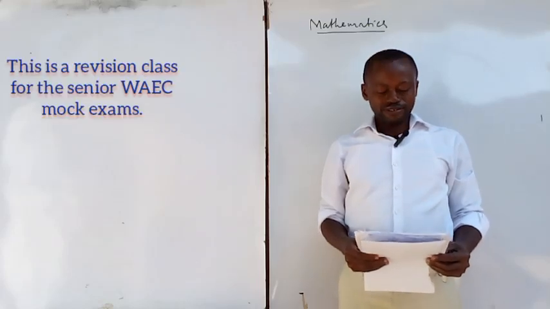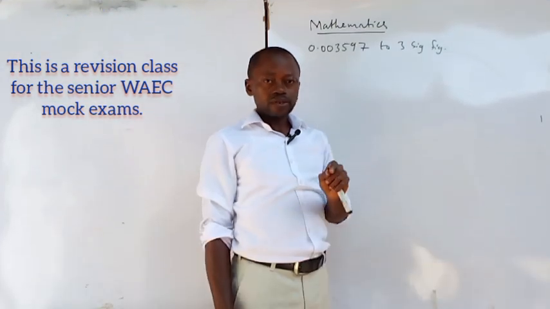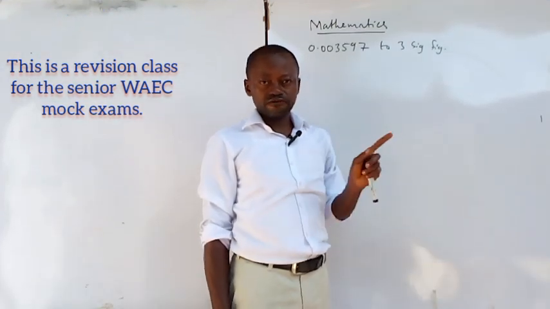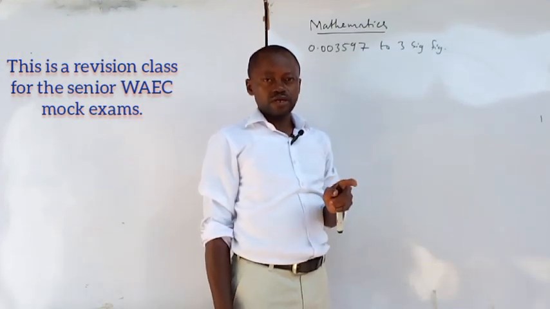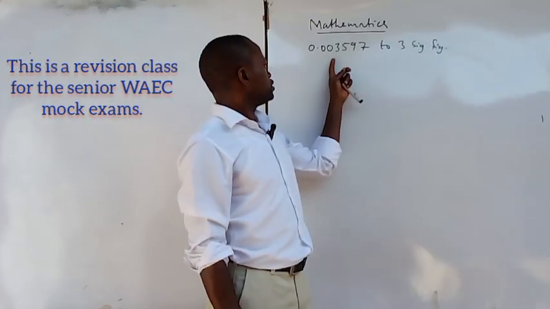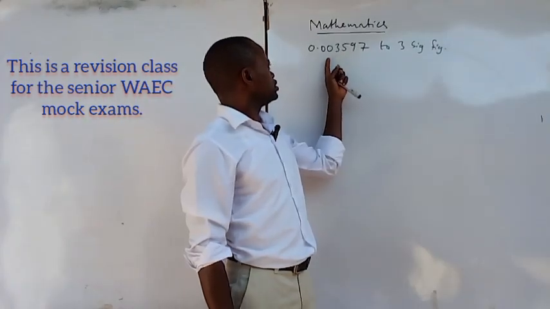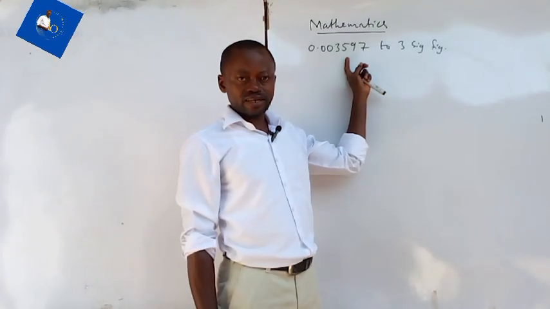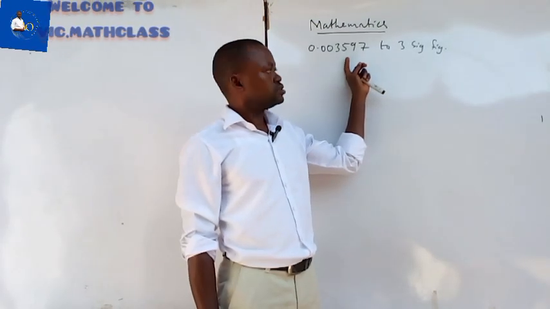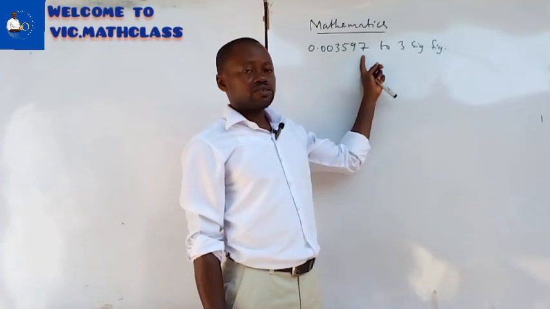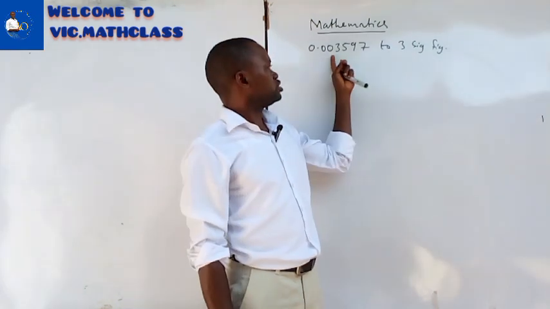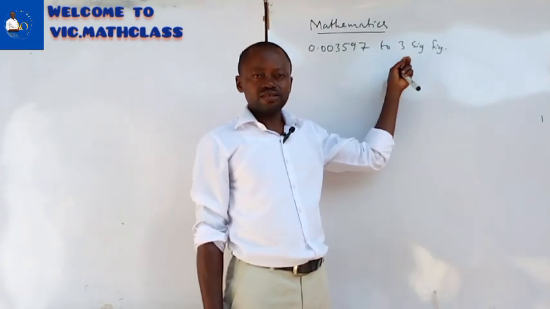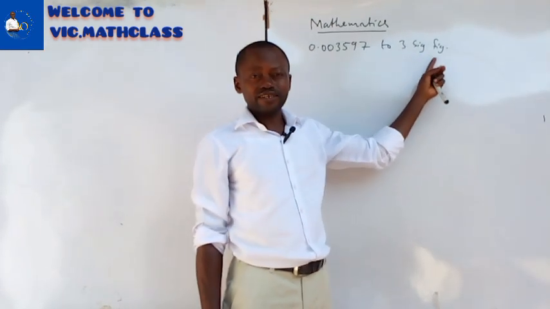In our class today, it's important for us to know the difference between significant figures and decimal places. In an example like this, in which you are given this expression, perhaps this is the answer you have obtained in solving the question. You got this, and the final statement says put it to three significant figures.